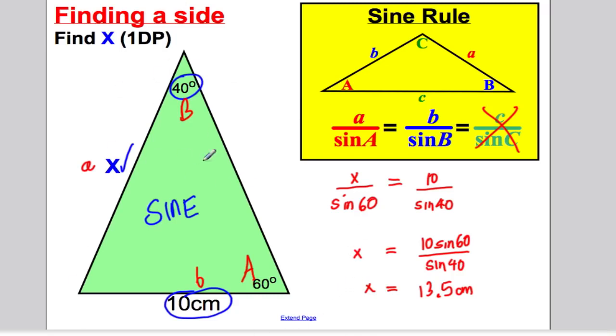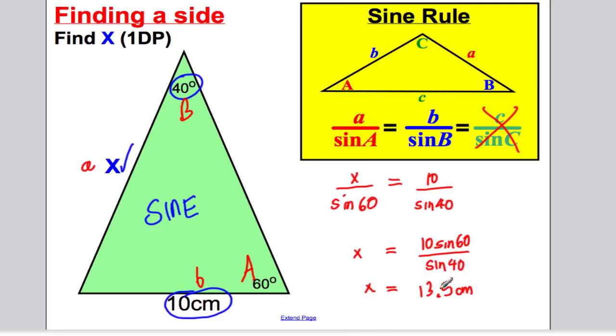So the key to this is for non-right angle triangles, if you've got an angle and a side given that are opposites, you use the sine rule. Label the side you're trying to find little a, and then the angle opposite that, big A, and the other two, little b and big B. Substitute into the formula and rearrange to get your unknown.